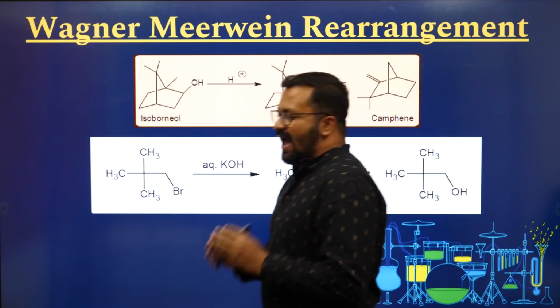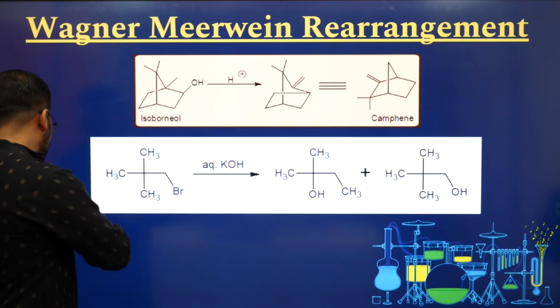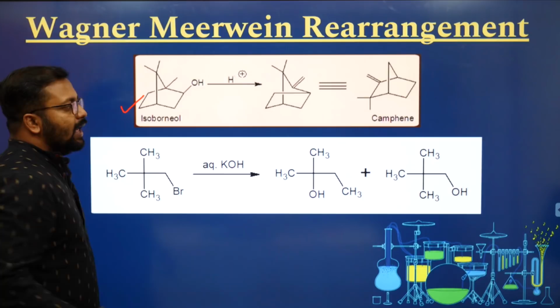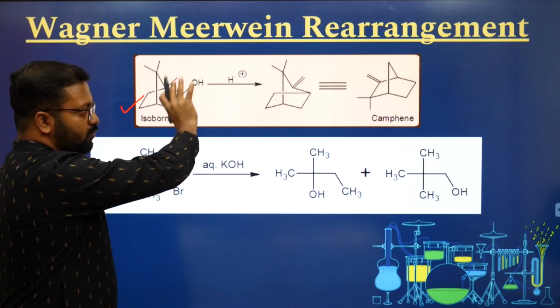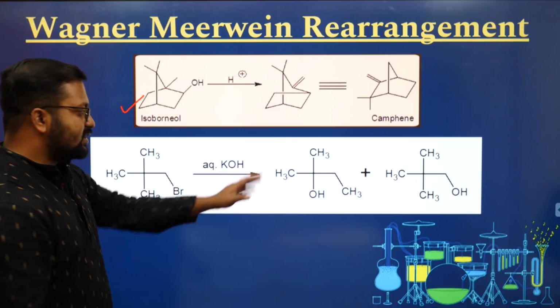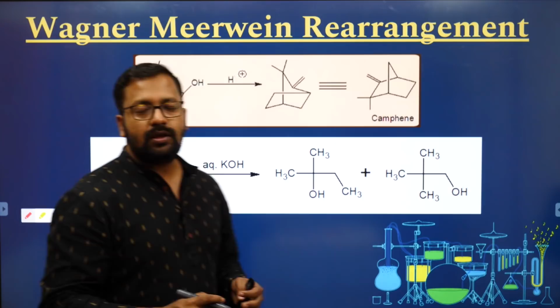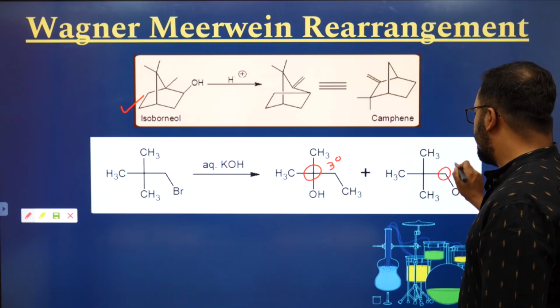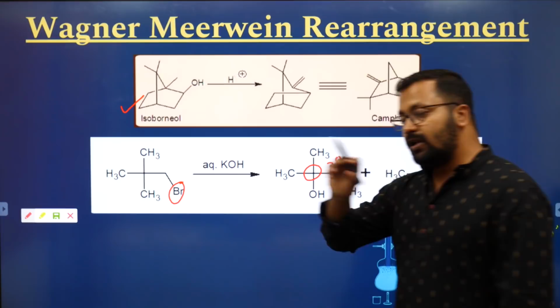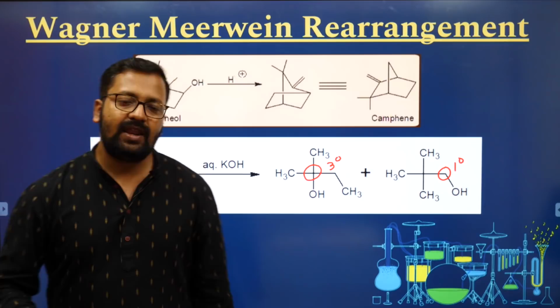So Wagner Meerwein rearrangement was first studied for the following two scenarios. The very first study was done for isoborneol, and when isoborneol converts into camphene in the presence of H plus, this Wagner Meerwein rearrangement takes place. You can see that we have removed a few parts and we have rearranged the whole molecule. In this case, you are looking at a neopentyl bromide molecule. Neopentyl bromide when it reacts with aqueous KOH forms a 3-degree alcohol and a 1-degree alcohol. It seems like the 1-degree alcohol is formed by replacement of bromine at the same carbon. Like on this very carbon we have attached OH.